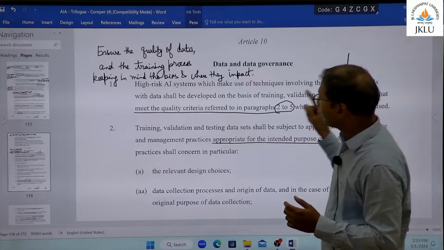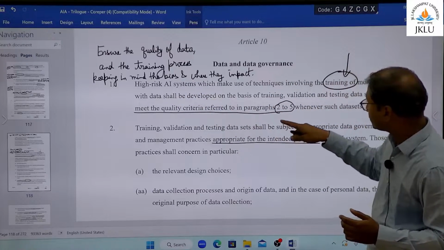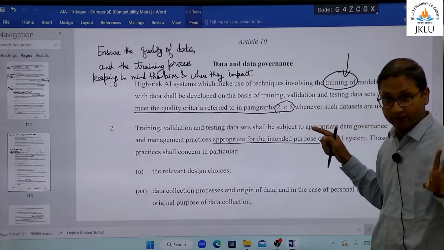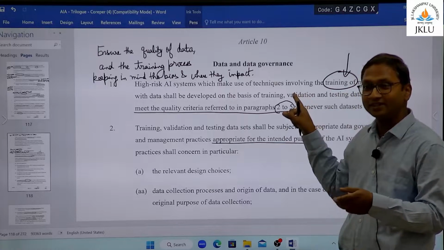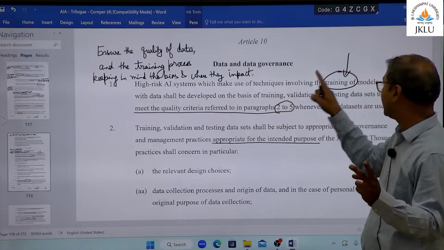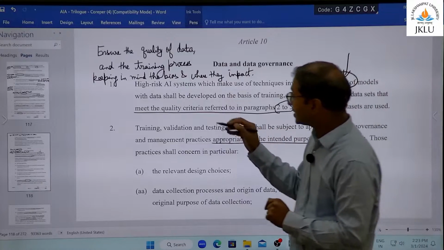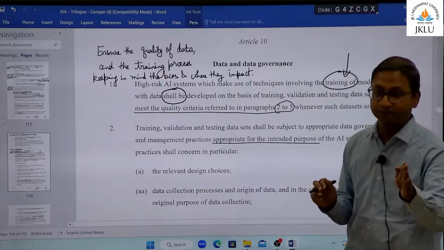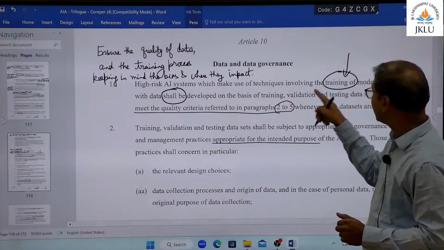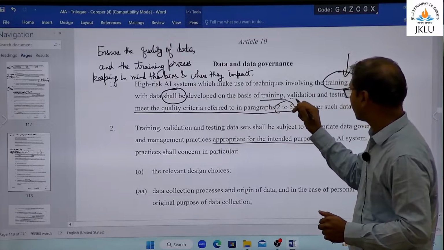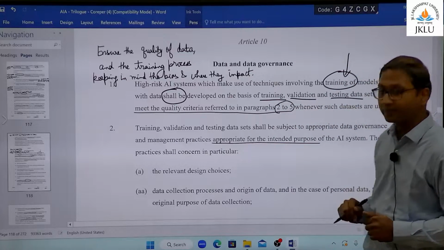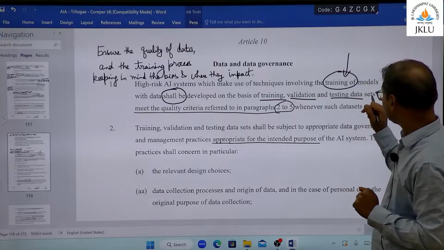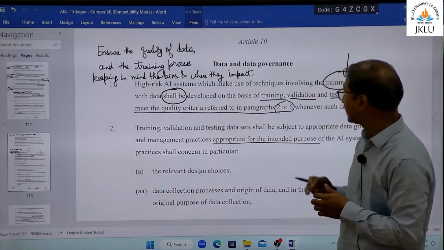Okay? So data shall be developed on the basis of training, validation and testing data sets. You should have 3. Law says you should have 3 data sets. You just can't say training and testing only. It says shall be. Shall means mandatory. On the basis of training, validation and testing data, they are defined, but I won't go there because we understand them. Okay? So now law mandates you should have 3 sets that meet the quality criteria referred in paragraph 2 to 5.